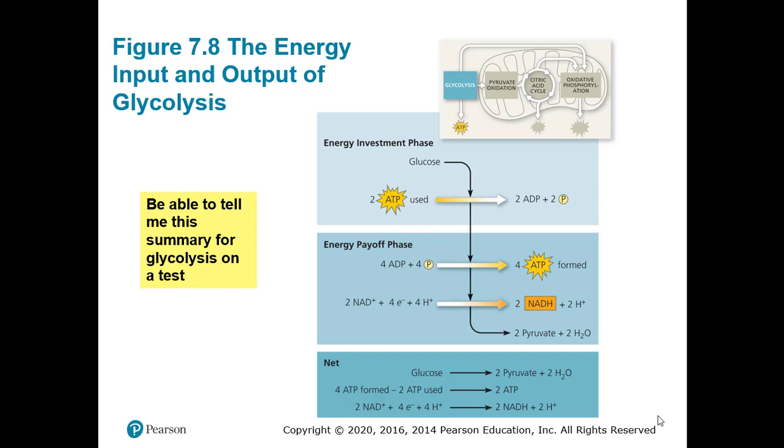So, energy investment phase, glucose, the 2 ATP is used to make 2 ADP and the 2 phosphates. You got the G3P. The energy payoff phase, we had 4 ATPs formed. We make 2 NADHs, 2 pyruvates, and 2 water, and here's the net equation. So make sure you can tell me this. If you can tell me this, you'll be good as gold. You do not need to know every single specific step.